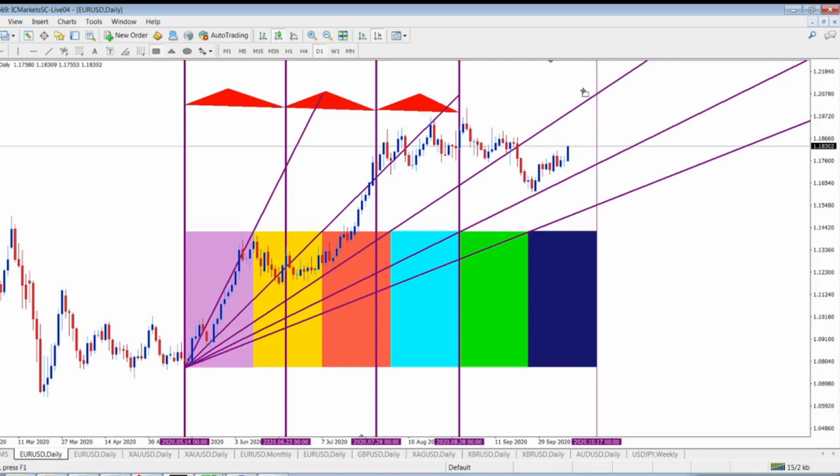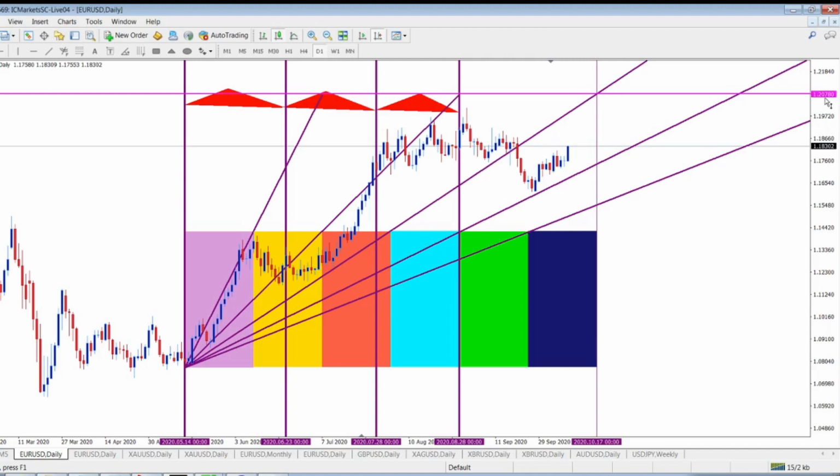Let's mark it with this. Okay. So this is the presumable area where the market should reverse. Okay. So if we draw the line over here, we might know it shows 120.78.